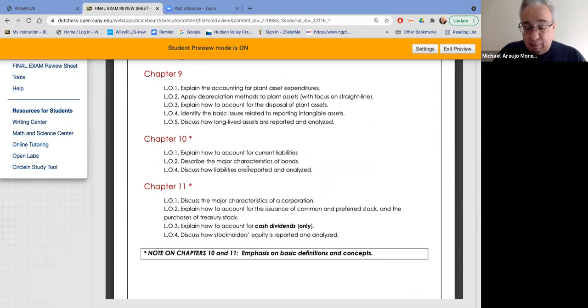And then chapters 10 and 11, we just completed them. So I don't know how much of a review we need here, but again, just to know what you just learned for your test is important. Right? How to account for current liabilities. There are a lot of current liabilities.